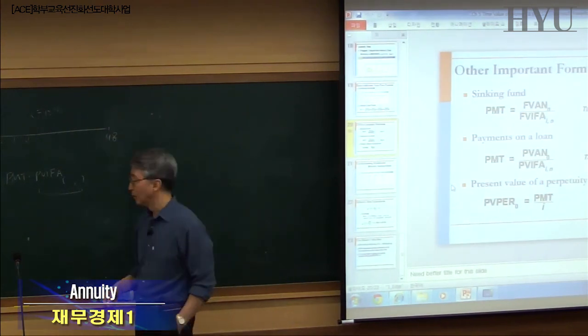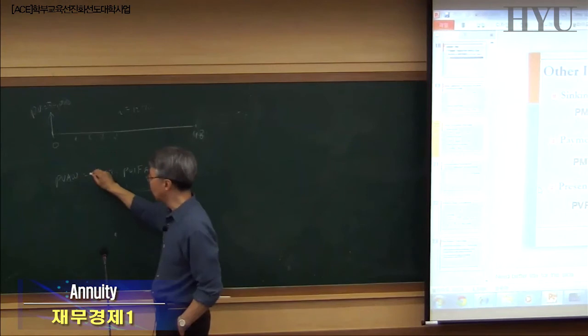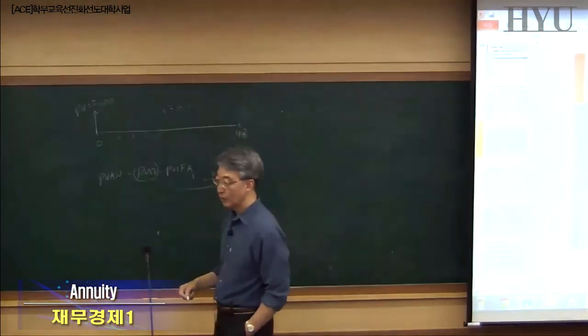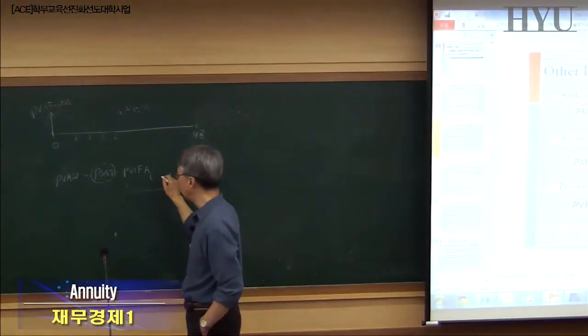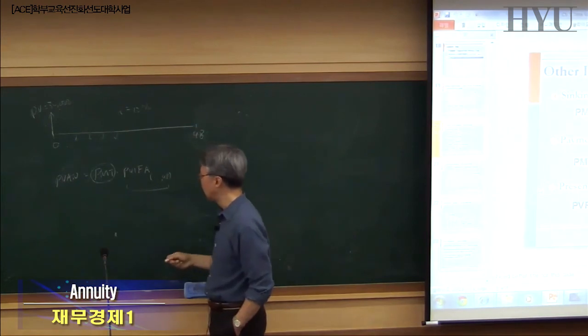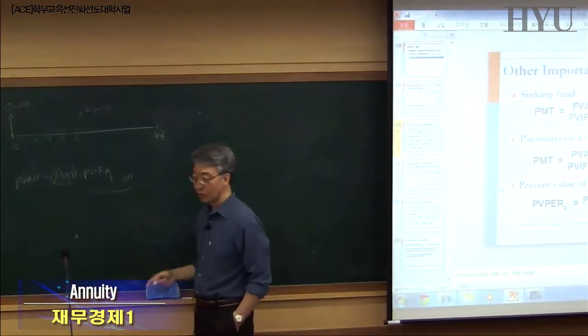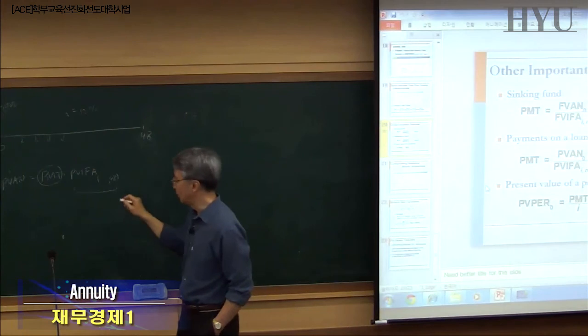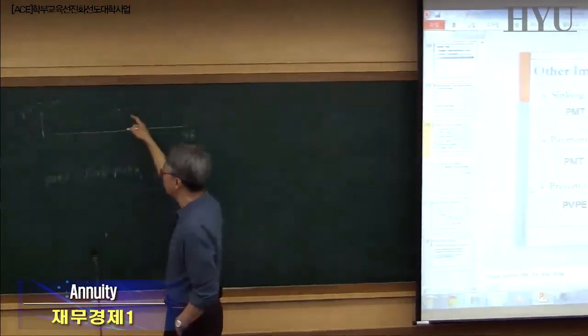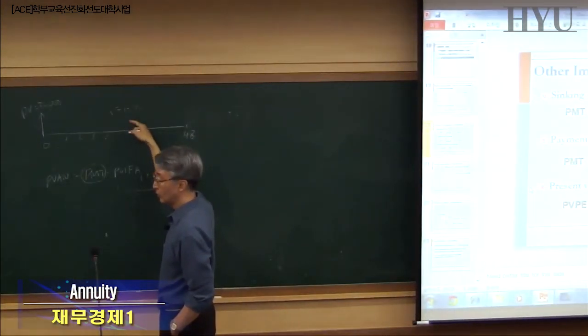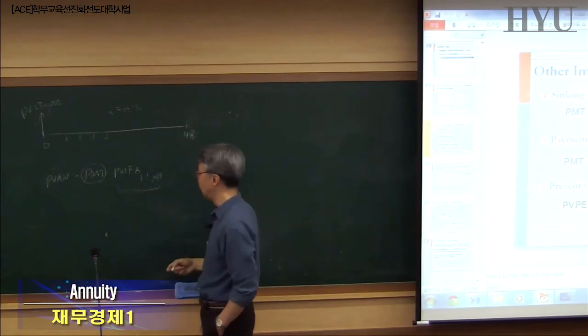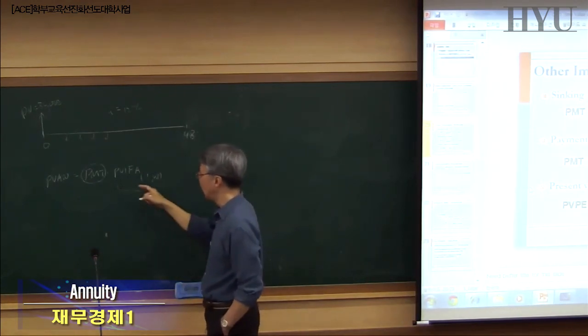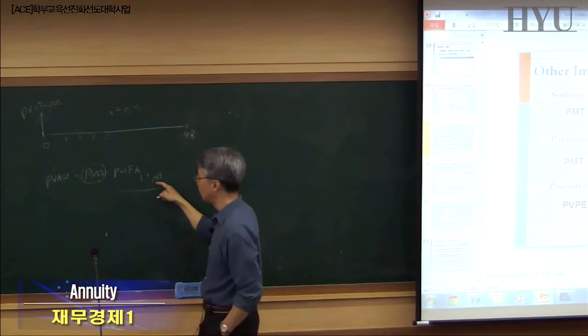Okay, yeah. Because what we are looking for is a monthly payment, right? So you have to use 48 months. Then what's the interest rate? 1%, right? Because 12% is the annual interest rate. You have to divide it by the number of months per year. So you can use PVIFA 1%, 48 months.